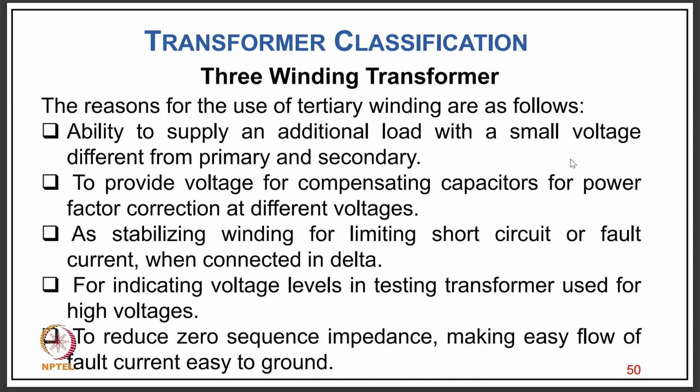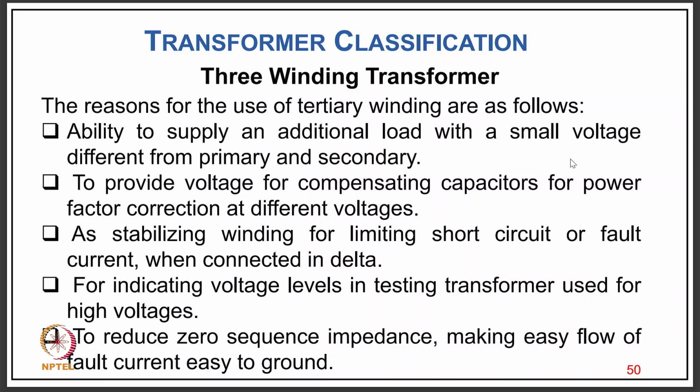In this three phase transformer, the reasons for the use of a tertiary winding are as follows: the ability to supply an additional load with a small voltage different from primary and secondary, like a typical example at a generating station. Your generation voltage itself is quite high, maybe 11 or 13.6 kV, and even the secondary is much higher, but the loads are certainly of low voltage, maybe three phase 415 volts or single phase 220 volts. So you normally have a tertiary winding for that purpose.